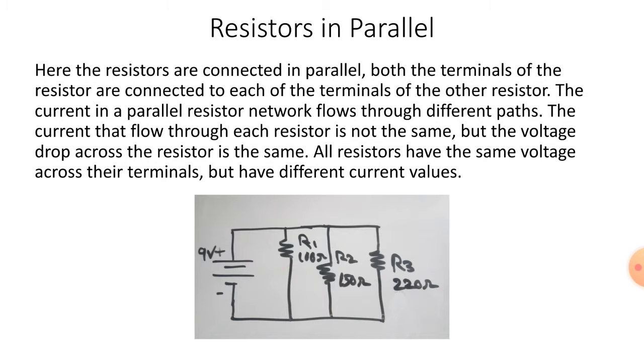Resistors in parallel. Here the resistors are connected in parallel. Both the terminals of the resistor are connected to each of the terminals of the other resistor. The current in a parallel resistor network flows through different paths. The current that flows through each resistor is not the same, but the voltage drop across the resistor is the same. All resistors have the same voltage across their terminals, but have different current values.